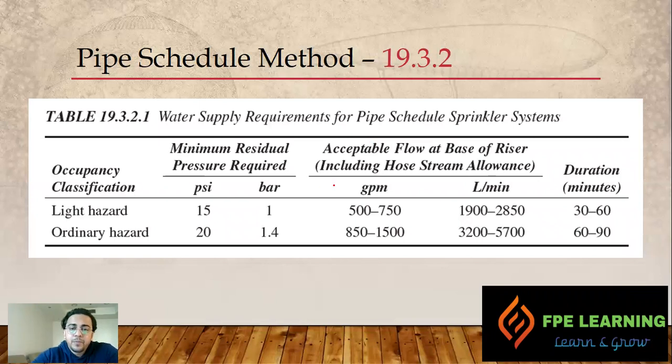And at the base of the riser, the maximum flow we can go up to is 500 to 750 GPM for light hazard and 850 to 1500 GPM for ordinary hazard occupancies at the base of the riser. And the duration is 30 to 60 minutes for light and 60 to 90 minutes for ordinary hazard. So that's all about the pipe schedule method pressure requirement.